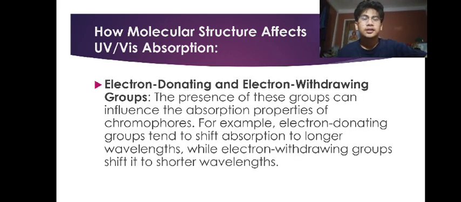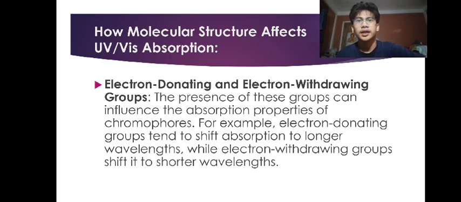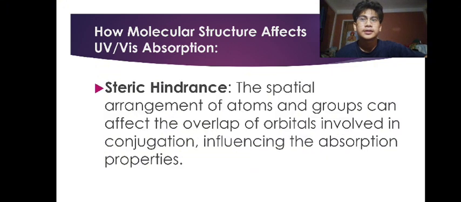The presence of these groups can influence the absorption properties of chromophores. For example, electron donating groups tend to shift light absorption to longer wavelengths, while electron withdrawing groups shift it to shorter wavelengths. In the steric hindrance, the spatial arrangement of atoms and groups can affect the overlap of orbitals involved in conjugation, influencing the absorption properties.